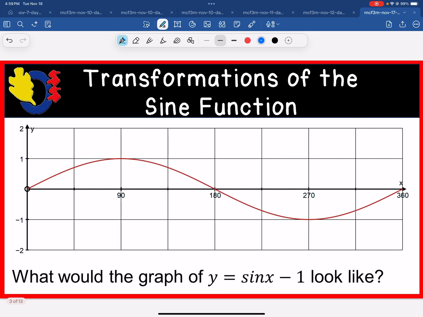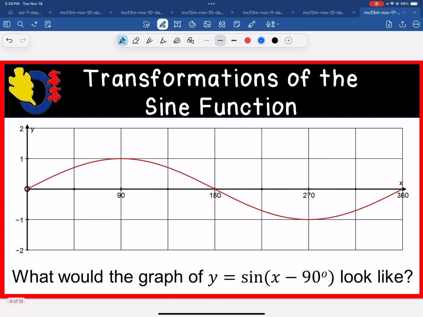All right, let's look at another example. What if we look at this one where we have sine x minus 1? So this is a vertical translation down 1 unit. Okay, so again, all of my key points have to go down 1 unit. Okay, so here's my new sine curve of the translated function.